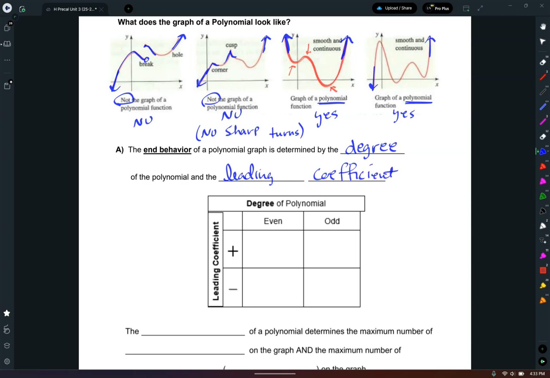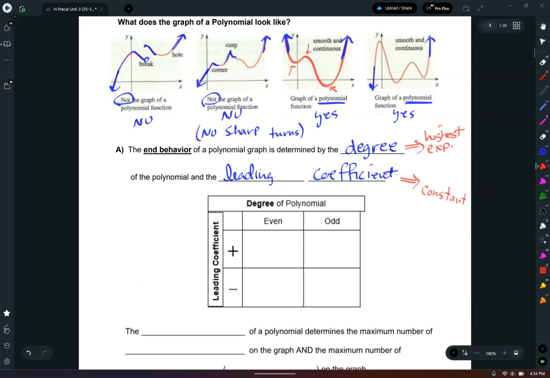Last year we would have defined what we mean by degree. Remember, degree means the highest exponent. And then the leading coefficient, remember the coefficient is whatever that constant is out in front of that highest exponent. So this is a constant, like a 2 in front of an x squared or a 5 in front of an x cubed.